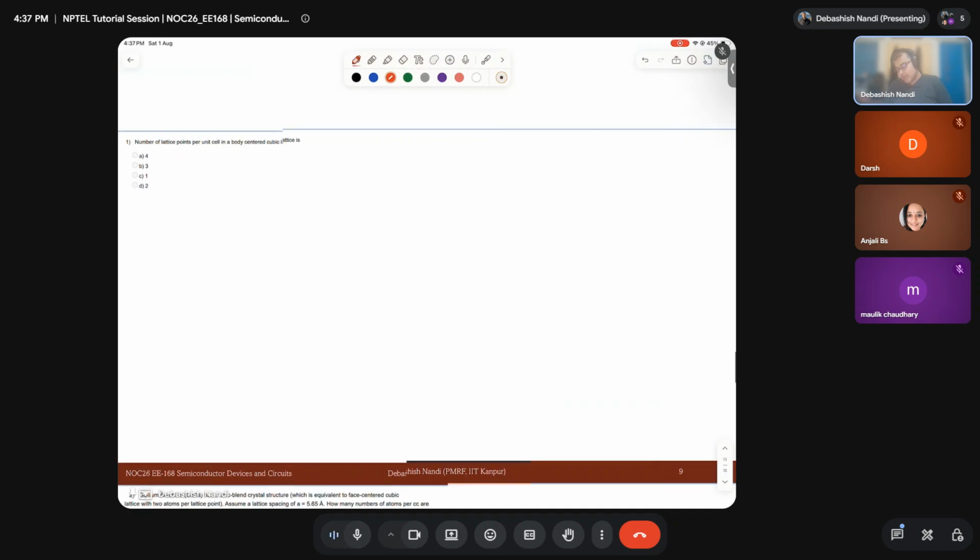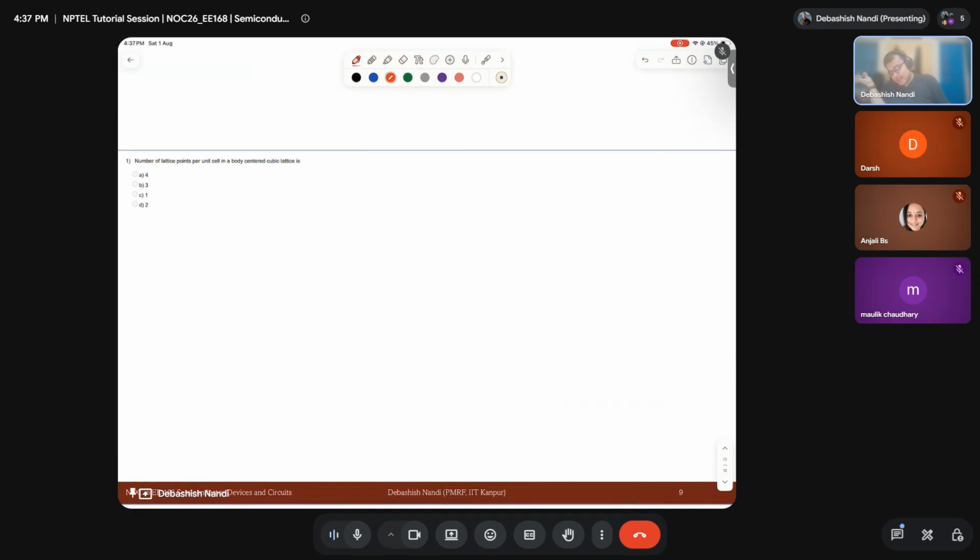Okay, so the number of lattice points per unit cell in a body centered cubic lattice is, so there are a couple of terms. One is lattice point and then body centered cubic. So by the way, what does lattice mean? Anyone? What is lattice?